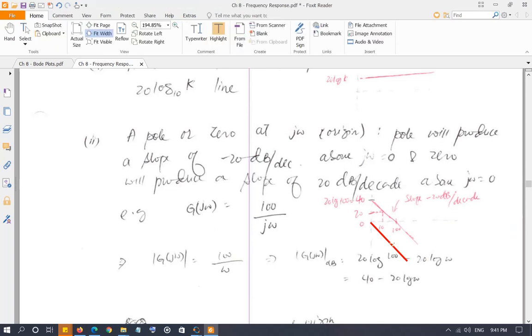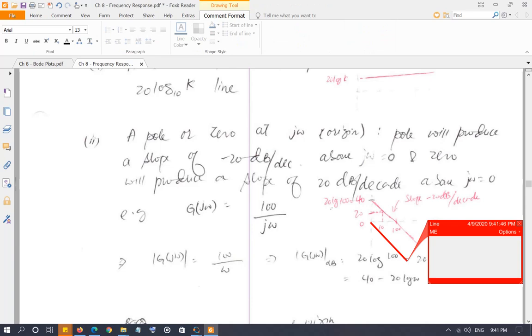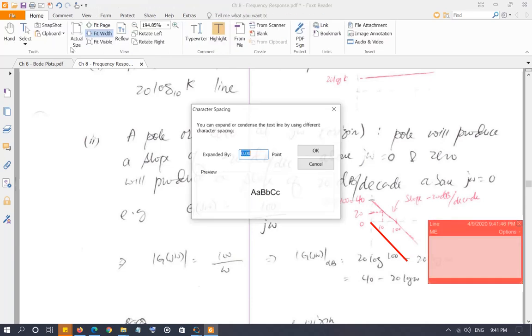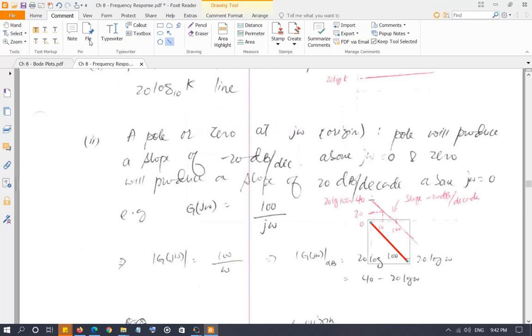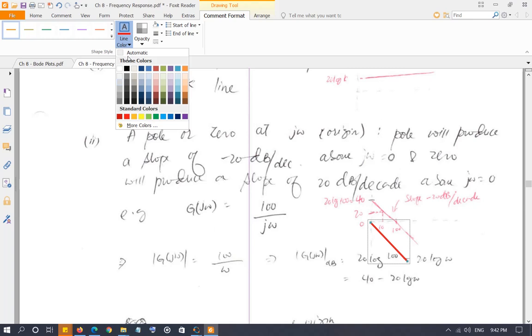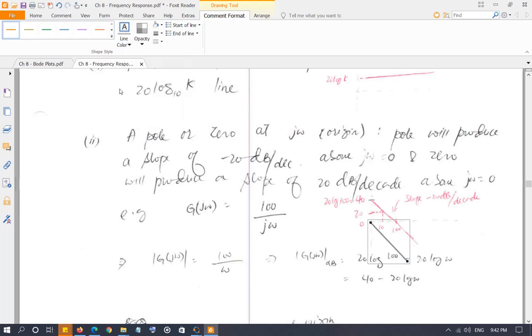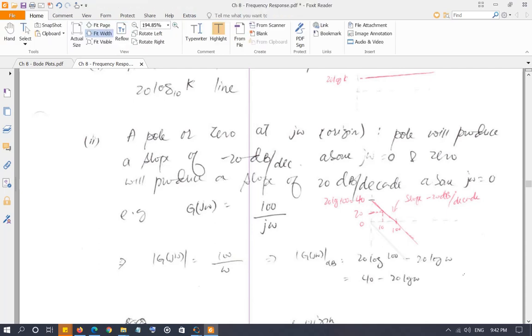Okay, let me see if I can change the color to some lighter color. Where is it? Drawing tool, and let's say line color. Let me make it light. Okay, let me make it even lighter. I think that is fine, right?